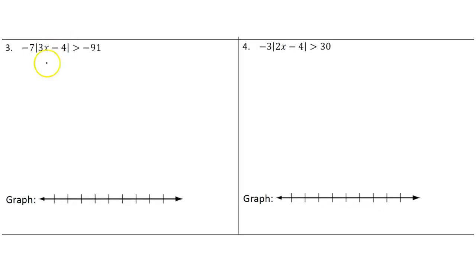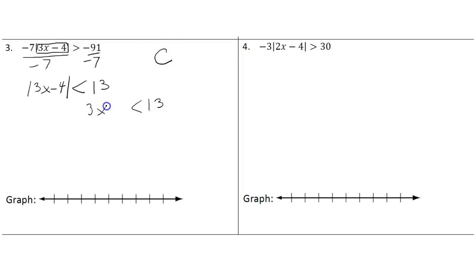In example 3, the absolute value is not isolated yet. To isolate it, we need to divide both sides by negative 7. This will reverse the inequality, so it faces the other way, and we get the absolute value of 3x minus 4 is less than positive 13. Since it is less than a positive number, we have a conjunction. Write 3x minus 4 in the center. It is less than positive 13 and greater than negative 13.